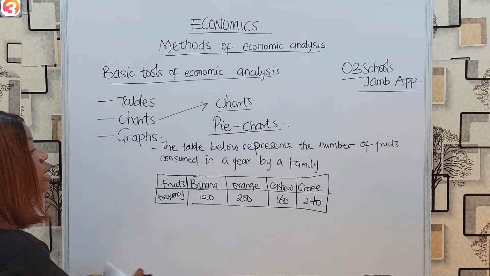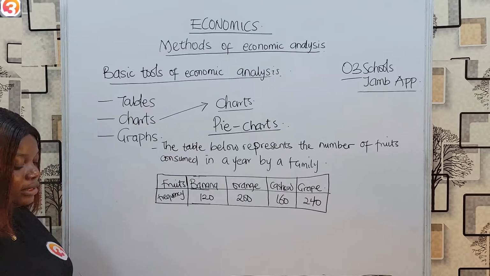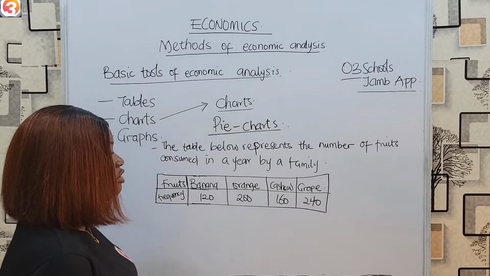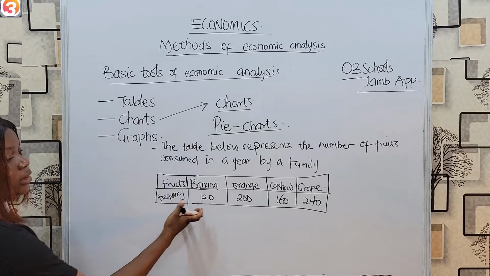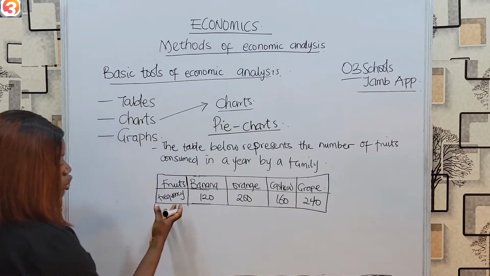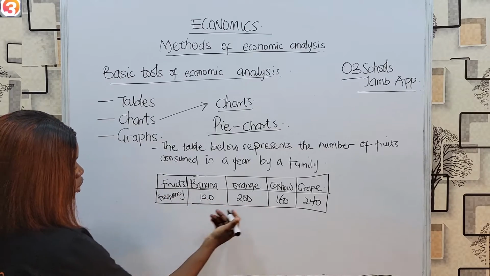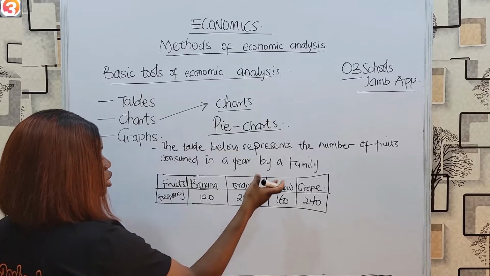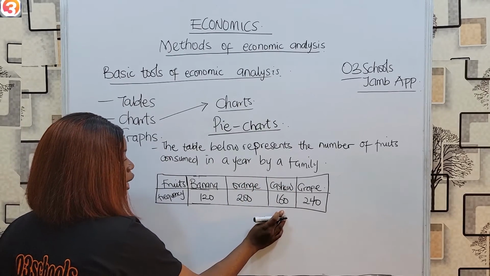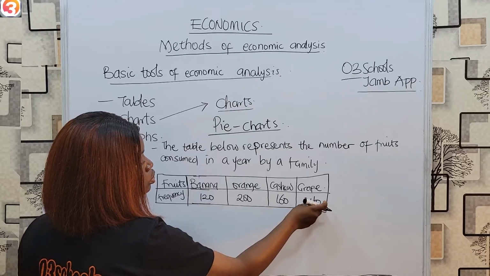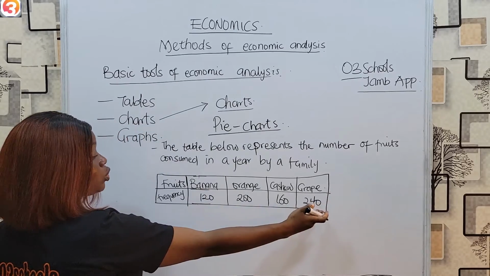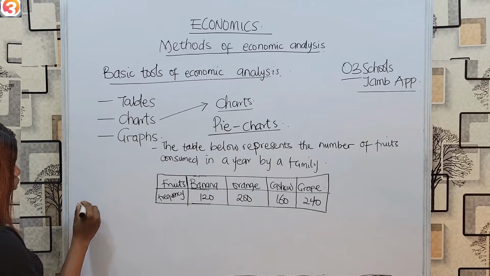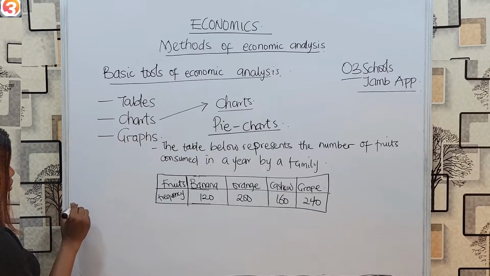Now, the first thing we are going to do is to represent the frequency in degrees. How do we do this? The first thing we'll do here is to calculate the total frequency, which is the summation F. Total frequency here, this is 120 plus 200, this is 320, plus 160, which is 480, plus 240, which is 720. Now the first thing we do is to calculate bananas.